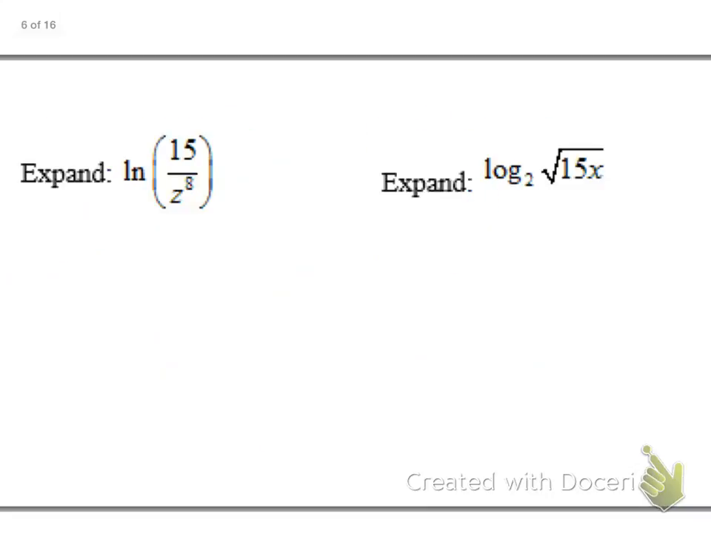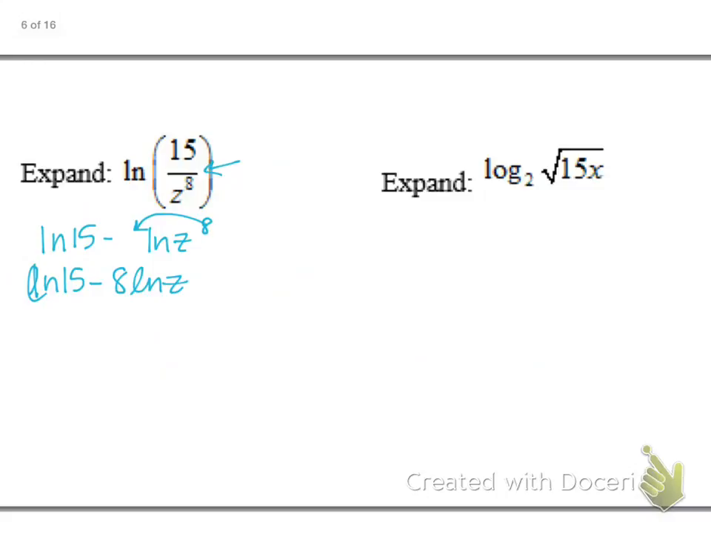Okay, this time we're expanding. Let's do this one first. So expanding means I need more than one natural log or more than one log. Okay, so division means subtract, so I'm going to separate them by a subtraction sign. And then my last step is always to pull numbers forward if I need to. So the natural log of 15 minus 8 natural log of z.